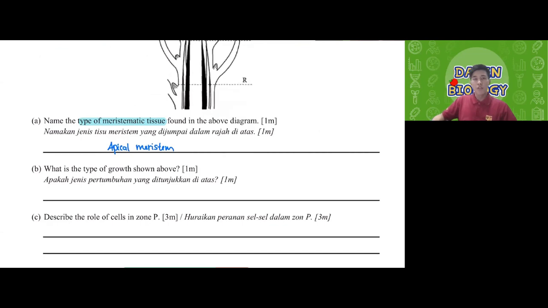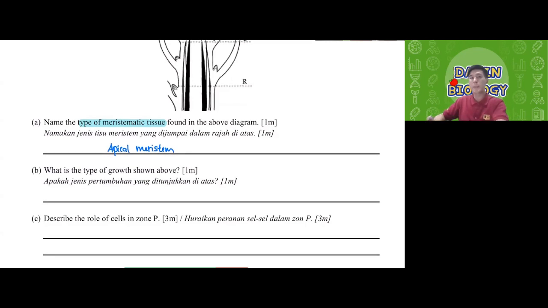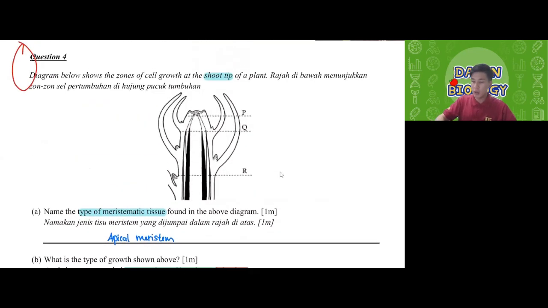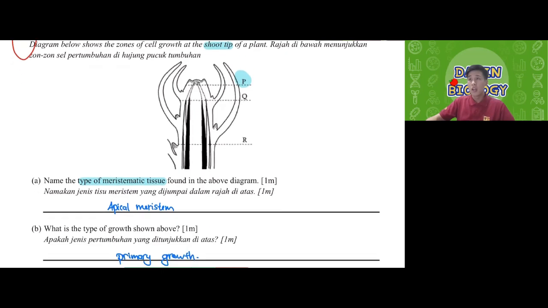Then what is the type of growth shown above? What kind of growth? Primary, of course, exactly. Now, the role of cells in zone P. Can you tell me what the cells do here? The cells divide, yes, exactly.